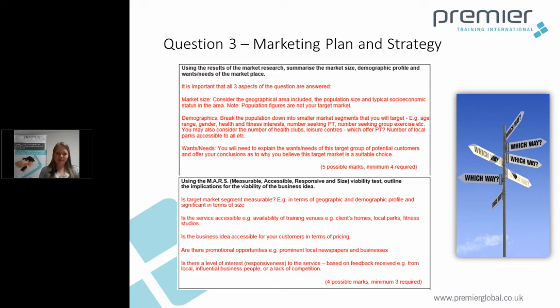If your business isn't viable, then you would need to go back to the beginning and start again with a new business idea. But by this point, hopefully you have all found that your business is a viable one. So for this question, you do need to make sure you cover each of the 4 points: measurable, accessible, responsive, and size. Again, please do refer to the manual if you do have any questions that aren't answered on this guide.